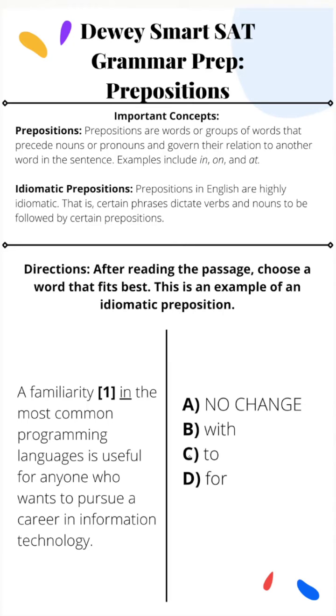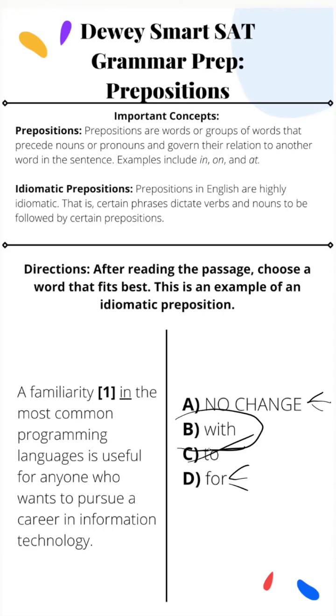Immediately, we can see a familiarity to doesn't make much sense grammatically. Familiarity to the most common programming language is not correct, and it seems wrong. To what? It's not really connecting things in a way that is effective. Now, if we look at the other options, a familiarity with and a familiarity for, as well as a familiarity in, all make more sense. I would say familiarity in and a familiarity for the most common programming languages make a little bit more sense than with to. However, the idiomatic correct result for this answer is with.